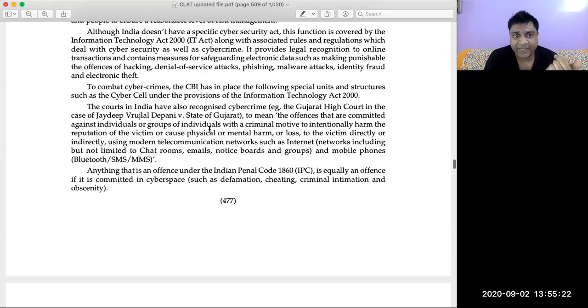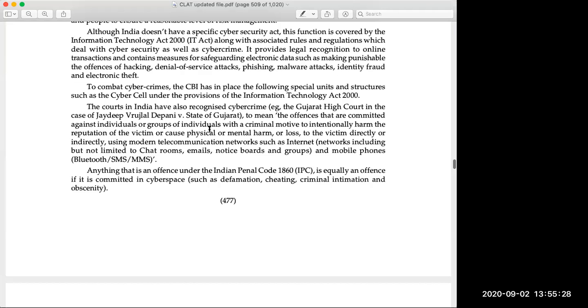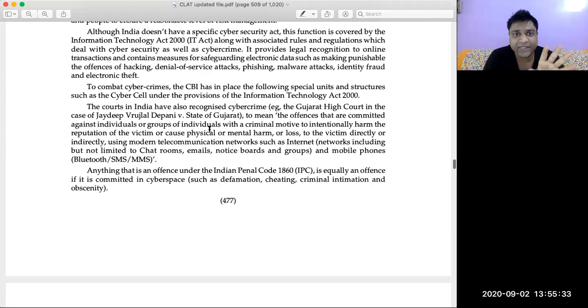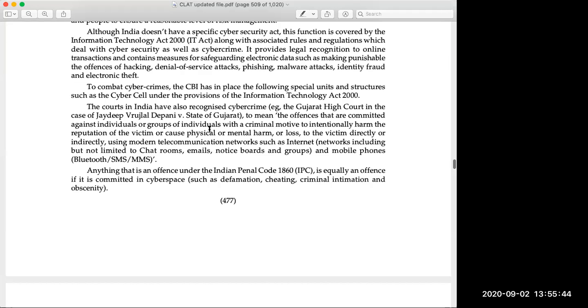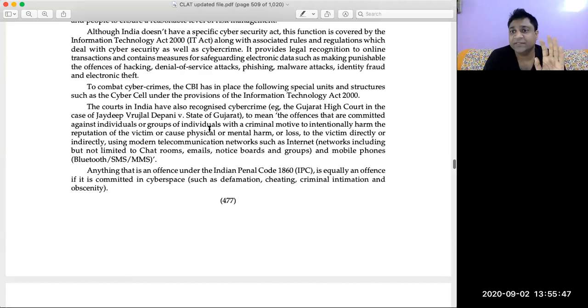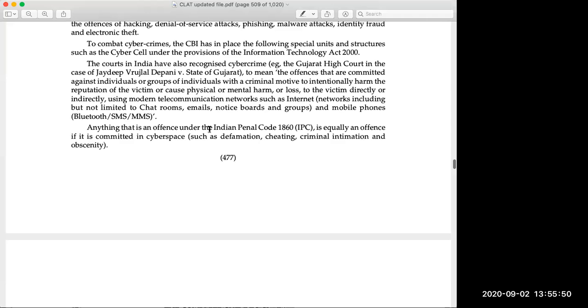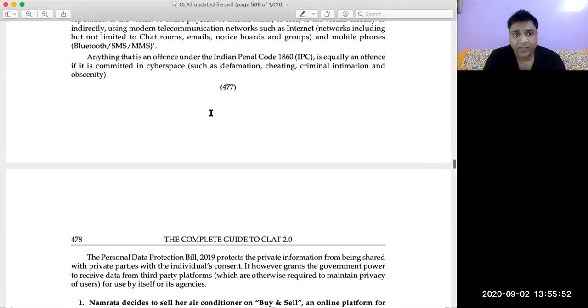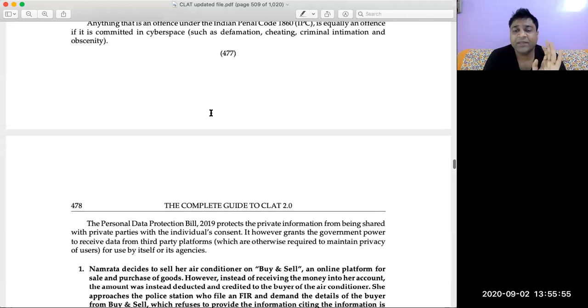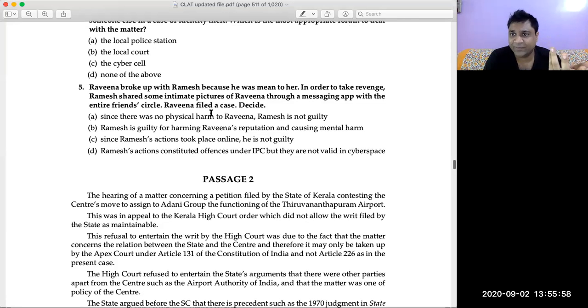But there's also the case of Jaideep Gujral Depani versus Gujarat, which says that offenses committed against individuals or groups of individuals with criminal motive to intentionally harm the reputation or cause loss of reputation using modern technology are called cybercrime. And definitely anything which is a cyber crime is a crime under the IPC also. Therefore, certainly, Ramesh is guilty of harming Ravina's reputation and causing mental harm. These are, for example, defamation, obscenity, etc.